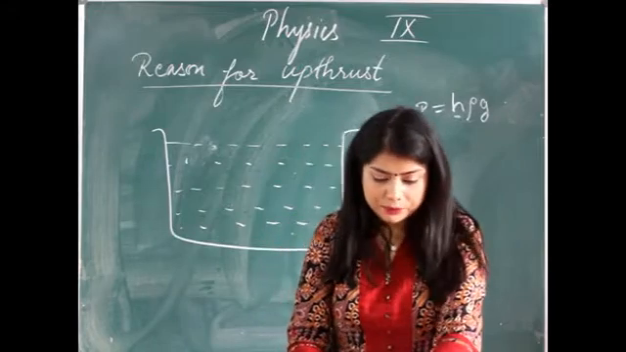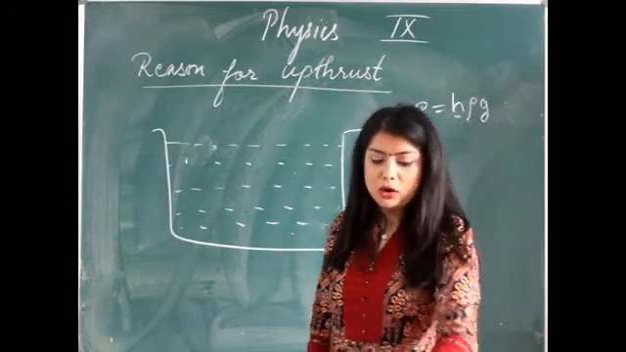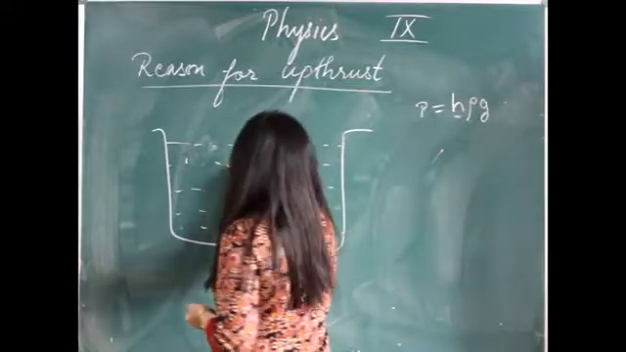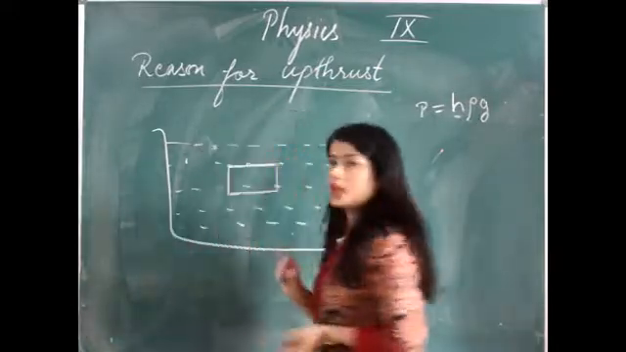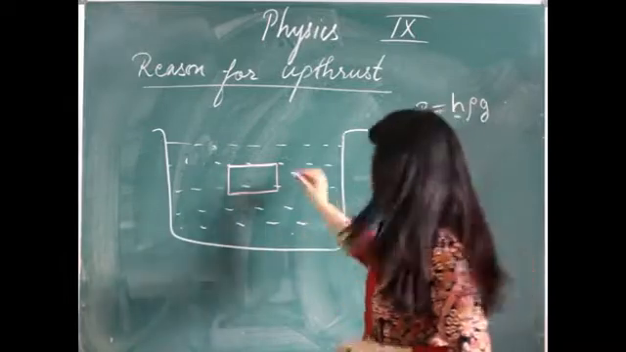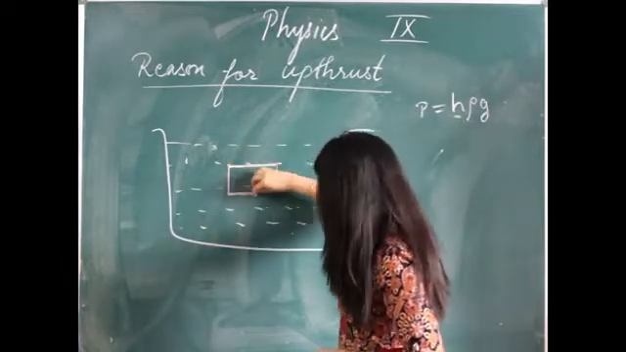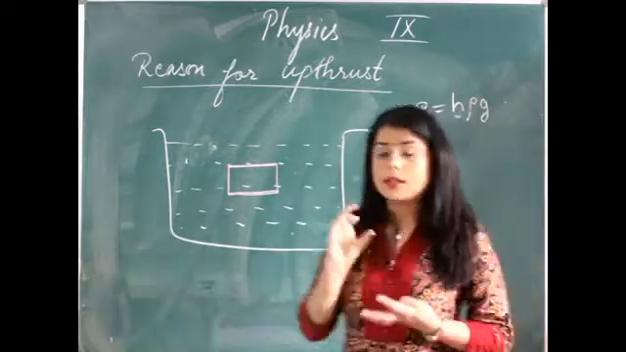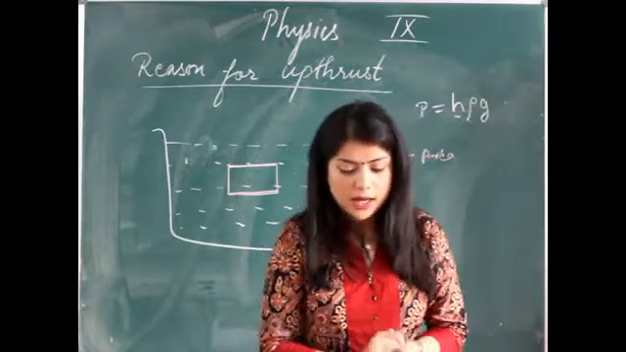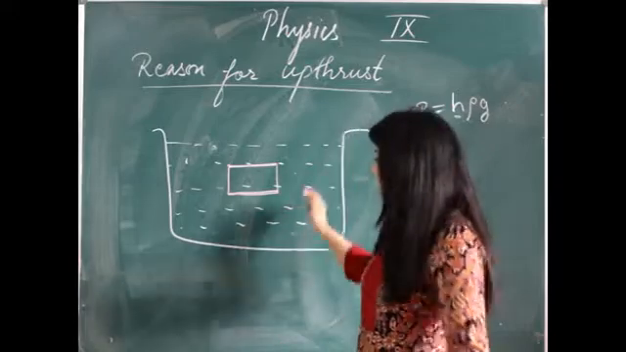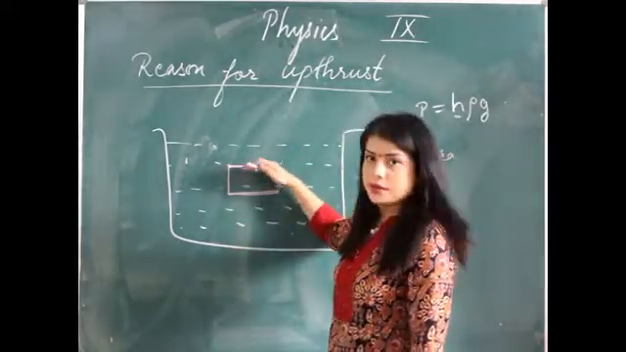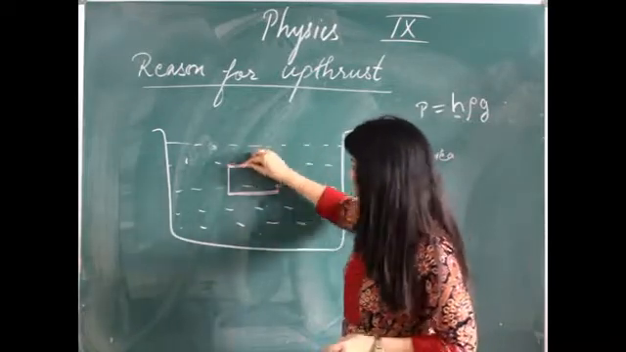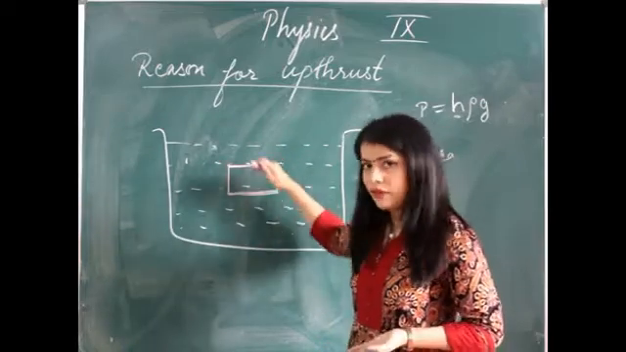Now when a body, say a block of area of cross section A, is immersed inside a liquid, the area of this body is A. A is the area of that object which is immersed inside the liquid. Now what we can see over here is there are two surfaces. Suppose this is a block, it has four surfaces. This surface at the top and another surface at the bottom have the same area.